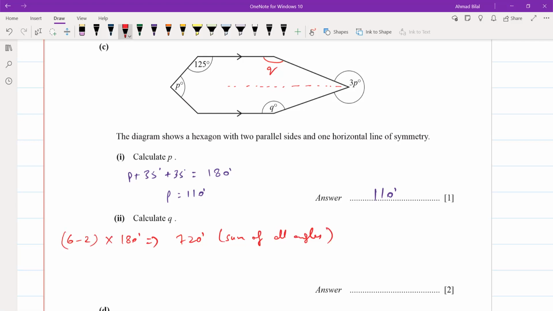ठीक है? n minus 2 into 180, बस वो फॉर्मूला यहाँ पे लगाया है. Sum of all these angles, जो सारे एंगल्स आपको नजर आ रहे हैं फिगर के अंदर, इन सबका सम जो है वो कितना होना चाहिए? 720. अच्छा, वो कौन कौन से एंगल्स हैं? 125 ऊपर था, ये भी 125 हो गया.